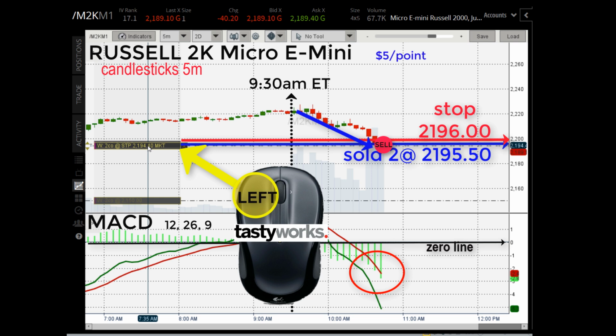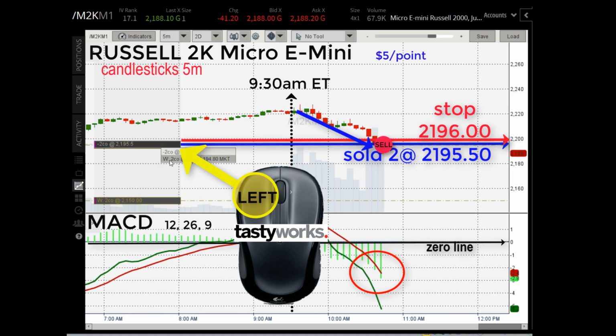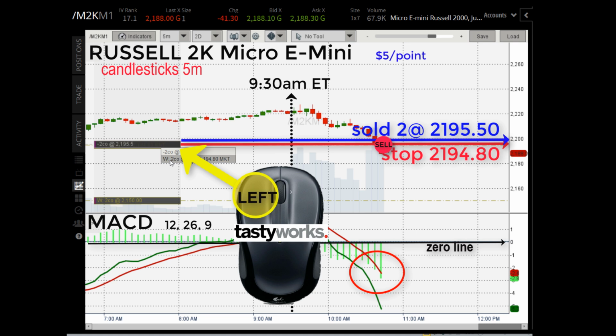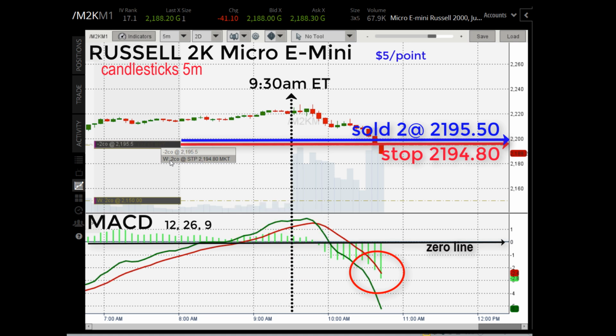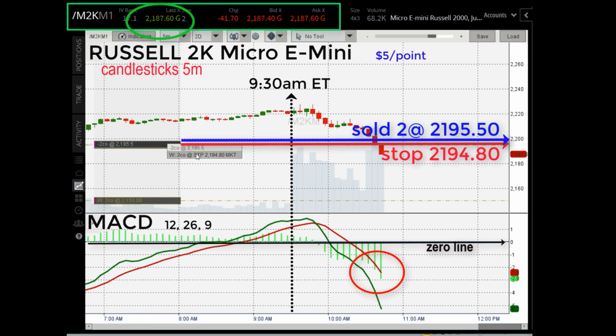I got my Tastyworks click and drag stop loss mouse with me today. And I'm going to change this down to 21.94.80. Okay, now, see the stop's below where I sold it at. So now I've got essentially a free trade. That means I won't even lose $5 if the worst thing happens in this trade.